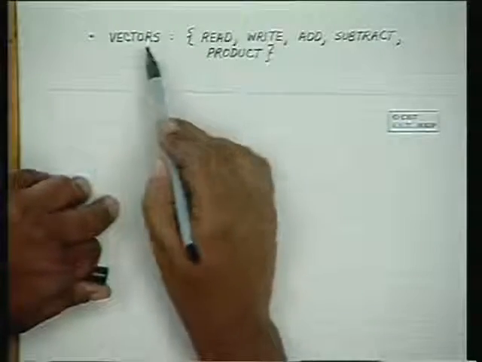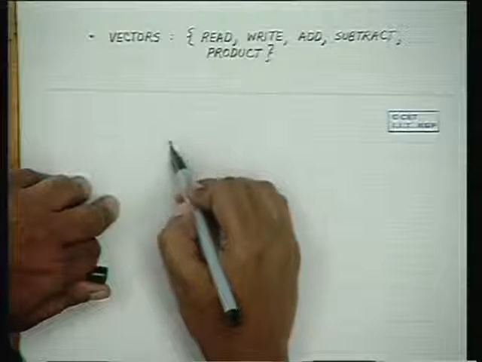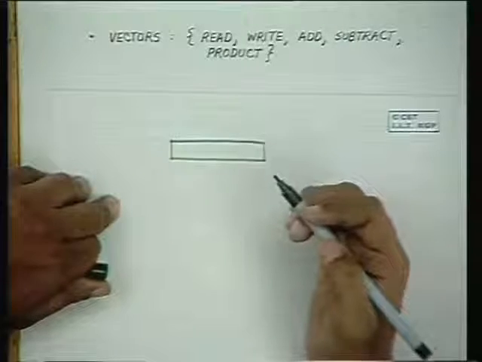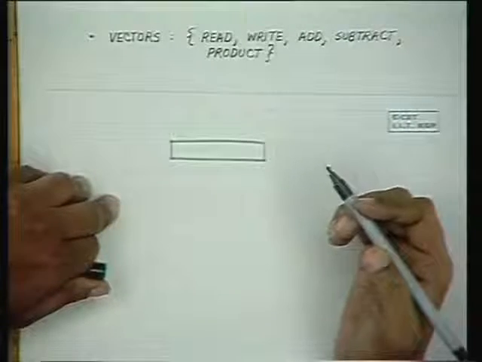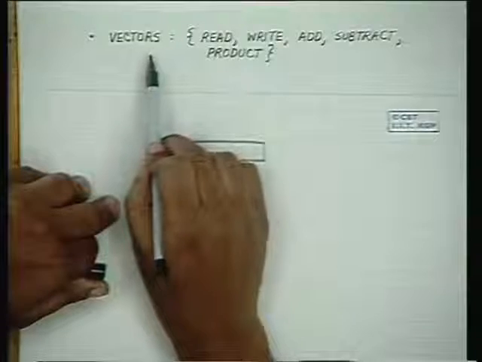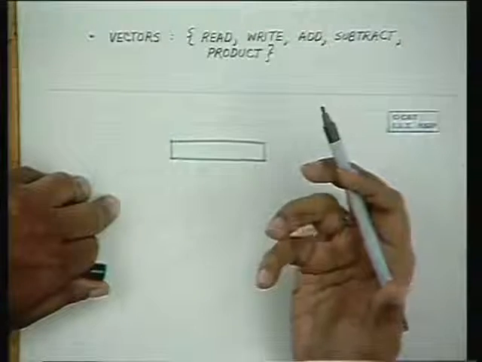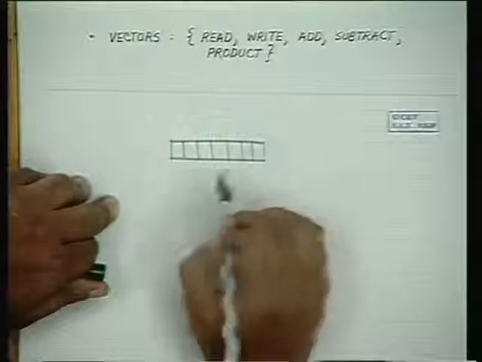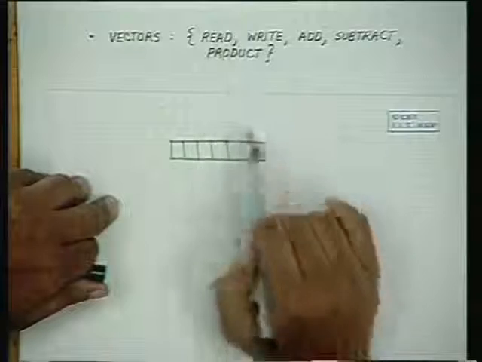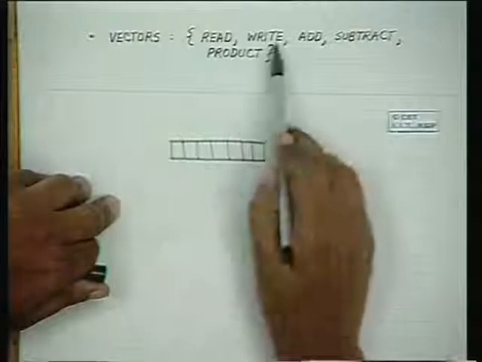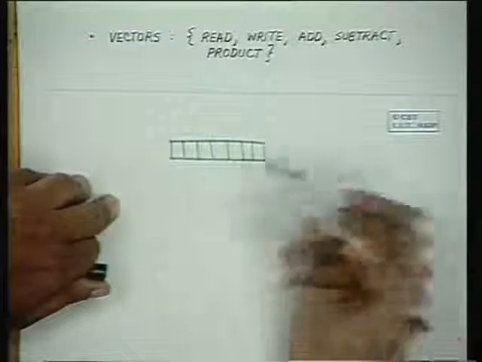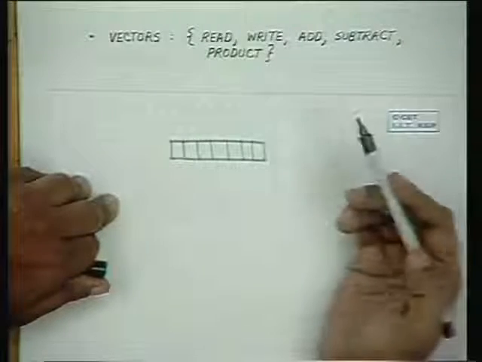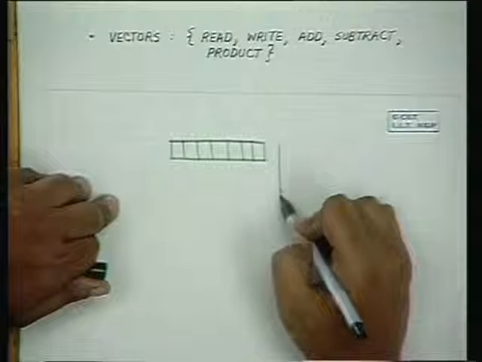Here again, if you know the size, you can define a vector as a block of an array by dynamically allocating that size. Once somebody asks you to declare a vector of a particular size, you can dynamically allocate that size as an array, and then you can do the read and store it, the write, print it, add two vectors in linear time, subtract two vectors, take the product. How much time will the product of two vectors take?